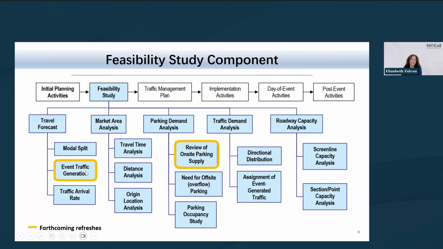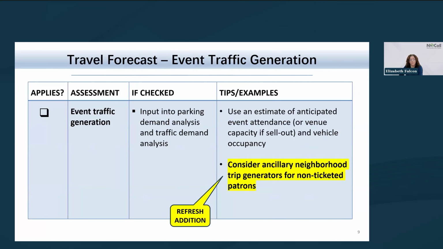These refreshes relate to the event traffic generation and to the review of on-site parking supply assessments. These are circled in yellow. For the event generation assessment, the FHWA PSE team intends to add a new tip, which is to consider ancillary neighborhood trip generators for non-ticketed patrons. These are the folks that may have a ticket, may not have a ticket, but intend to come to the venue, perhaps to tailgate or just to enjoy the environment.